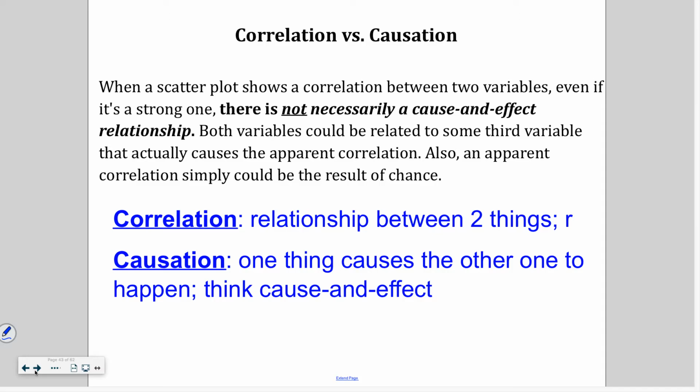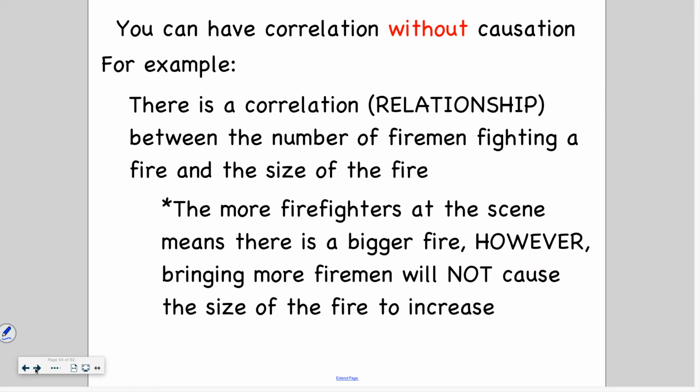Okay? So let's move on, and you can stop and read this if you want. And then try, but I'm going to move on so you can see what we're doing. So you can have correlation without causation. So your example, there is a correlation or a relationship between the number of firemen fighting a fire and the size of the fire. So, in other words, the more firefighters at the scene means there's a bigger fire.